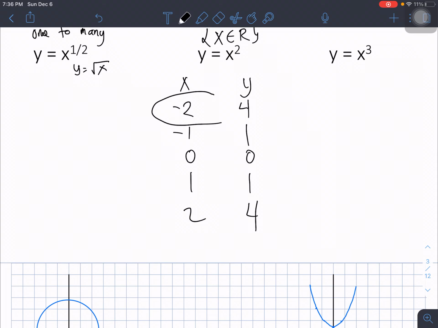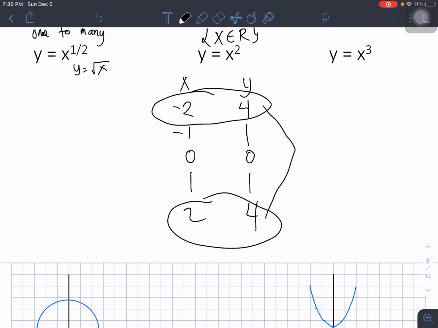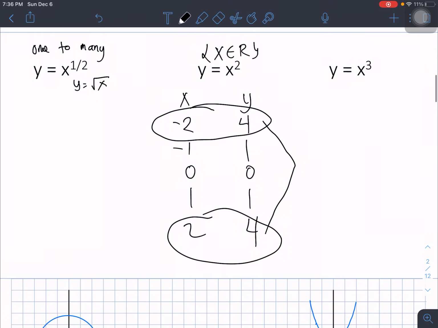So, for example, you get negative 2 and positive 2. As you could see, we have two unique values of x, yet they arrived at the same value of y. So this is a many-to-one correspondence. Hence, the expression y is equal to x squared is a many-to-one correspondence. Okay, let's have another example.